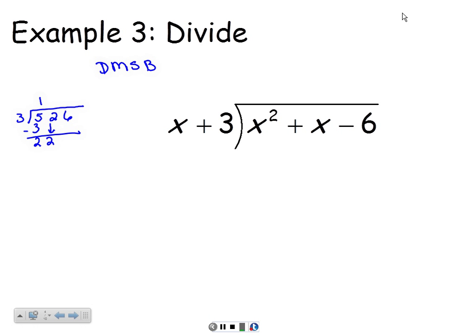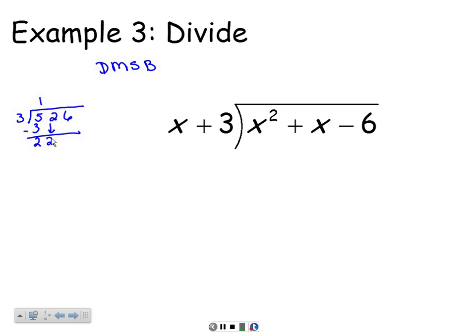That's the steps of long division. Daddy, mother, sister, brother. So the first thing we do is divide 5 divided by 3. 3 will go into 5 one time. And then you multiply around. 1 times 3 is going to be 3. And then you subtract. 5 minus 3 is going to be 2.